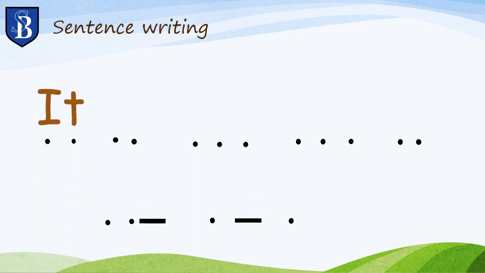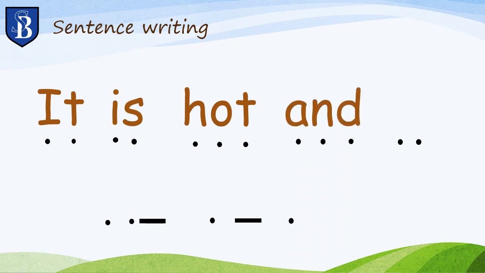We need a capital I because it's the beginning of a sentence and a T to write the word it. Then we need an I and an S in the word is. Hot has a H, O and a T. The sounds are hot, hot. And A-N-D. It, this time it has a lowercase I because it isn't at the start of a sentence.